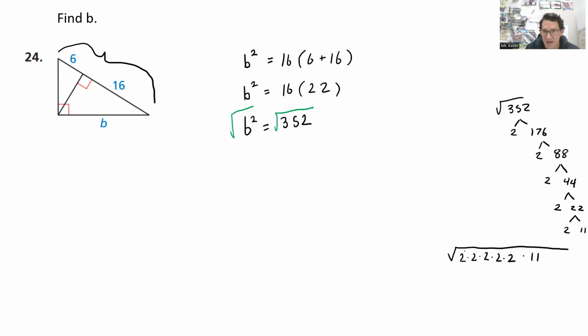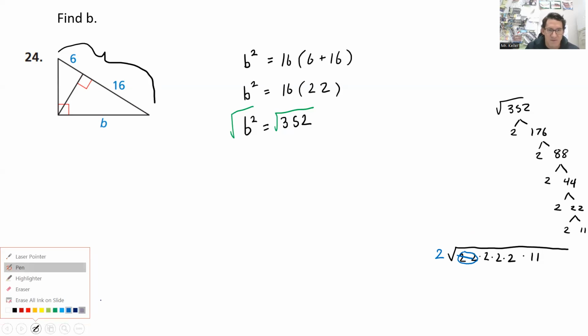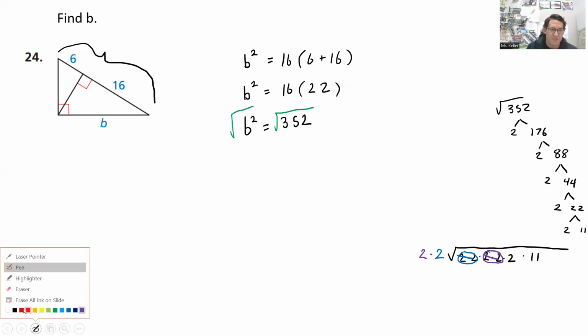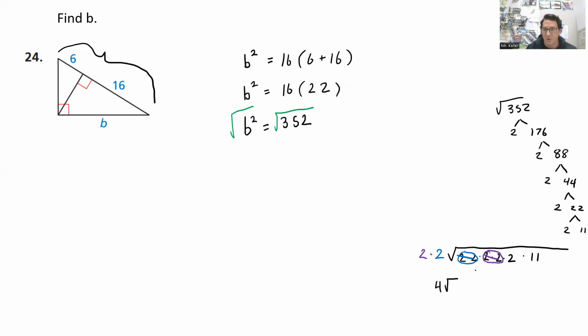So I have a pair of 2s. For every pair, 1 goes on the outside. Cross it out. Then I have another pair of 2s. So it goes on the outside, cross it out. No more pairs left, so I'm just going to simplify, multiply things out. So 2 times 2 is 4. Times the square root, 2 times 11 is 22. So I get b is equal to 4 times the square root of 22.